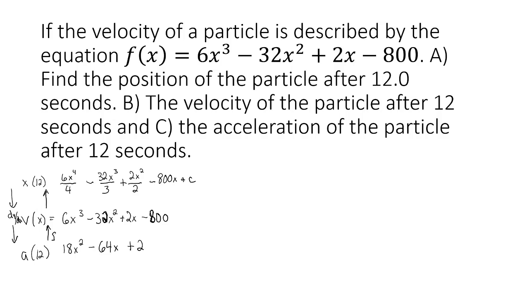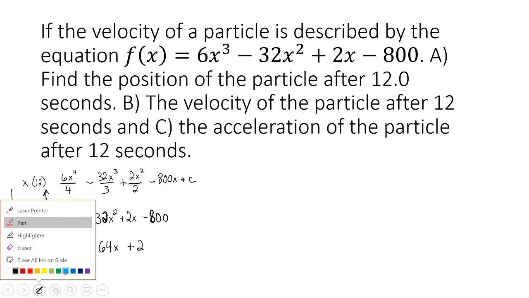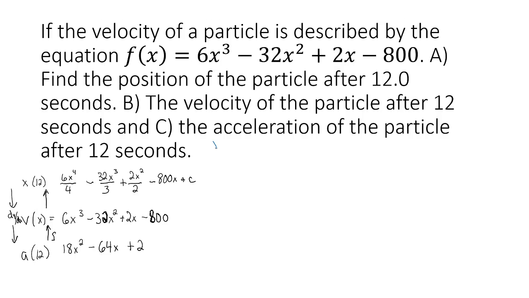So the first one it asks for is position. So x at 12 seconds is 6 times 12 to the 4th over 4 minus 32 times 12 cubed over 3 plus, and I could just say the 2's cancel, so that's 12 squared, right? I think that would work. Minus 800 times 12 plus 0, because we aren't given a constant. All right, let's begin working that out.